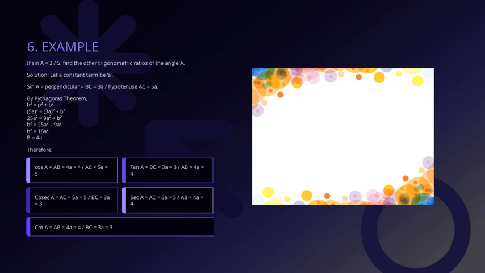So, by systematically applying the Pythagorean theorem and basic definitions of the trigonometric ratios, we've derived all the ratios from just the sine value given. This approach highlights how interconnected these ratios are and how understanding one can help find the others.